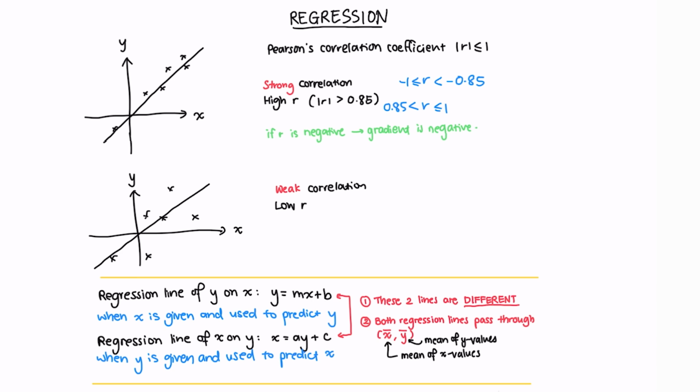So if you have an R of between -1 and -0.85, this is called a strong negative correlation. So it's still a strong correlation, but it's just that your gradient is negative. For an R value of let's say between 0.85 and 1, this is actually a strong positive correlation. Now a weak correlation will look something like this. This generally has quite a low R value, and the data points are all further away from the trend line. That's what we call a weak correlation.